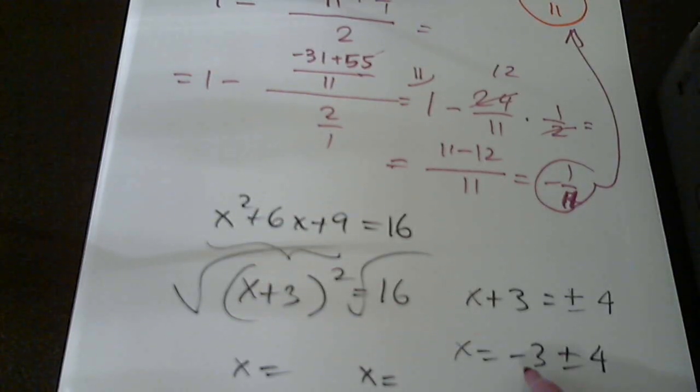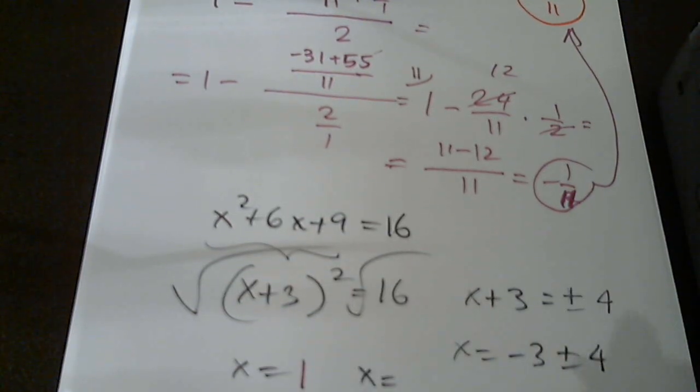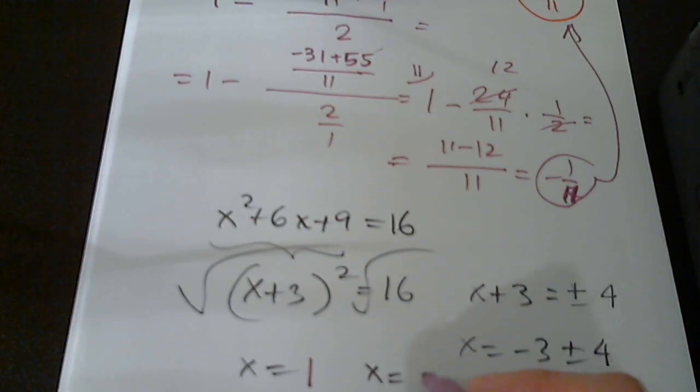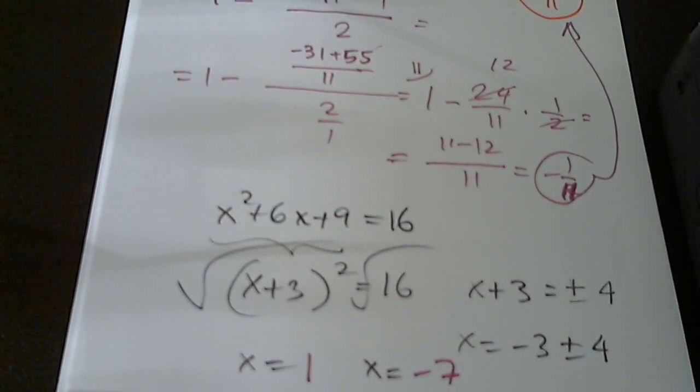Anyone, please? 1. Yes, indeed. Or -7. Excellent. That's it. So now I can go back and put them in. Type an integer or a simplified fraction. Use a comma to separate answers as needed. I'm going to put the negative solution first, then a comma, and then I'm going to enter 1. And that's it.